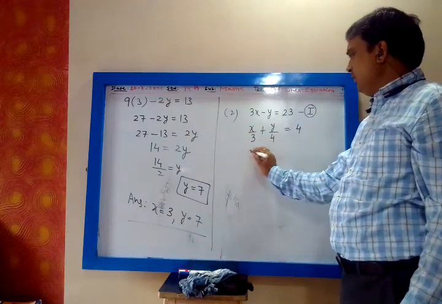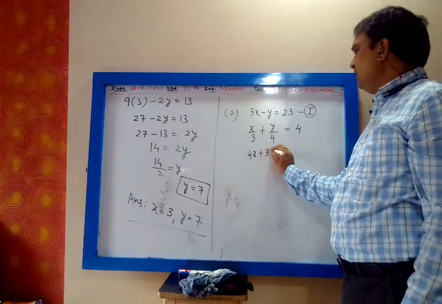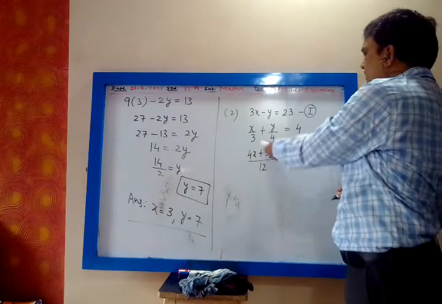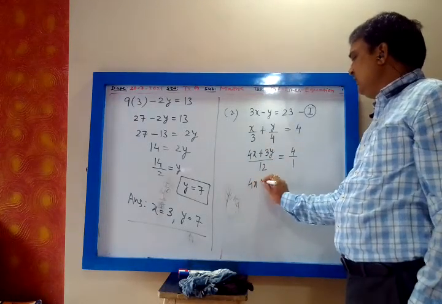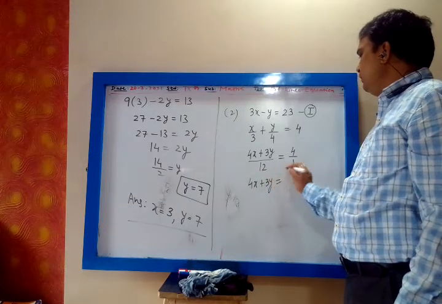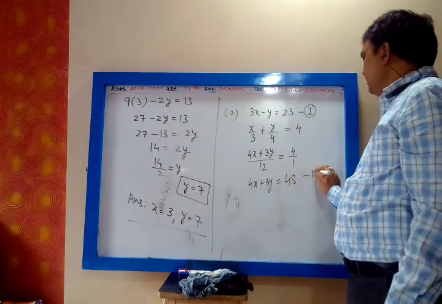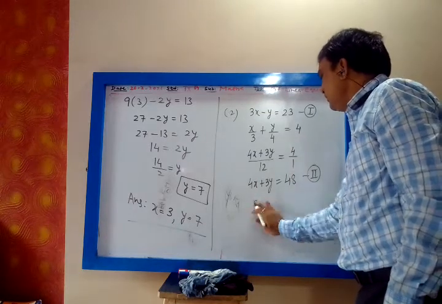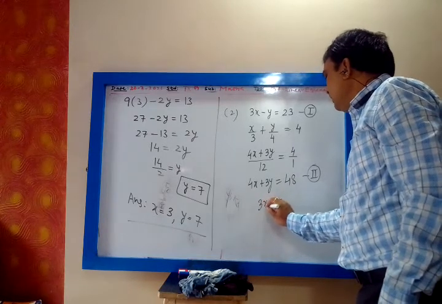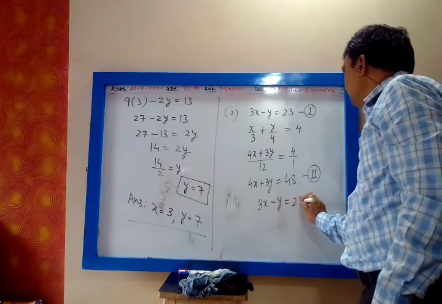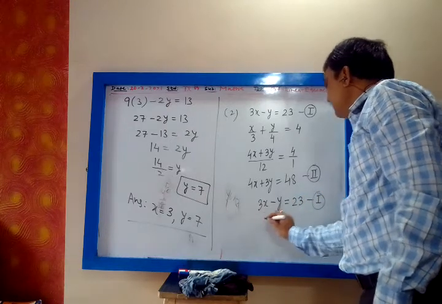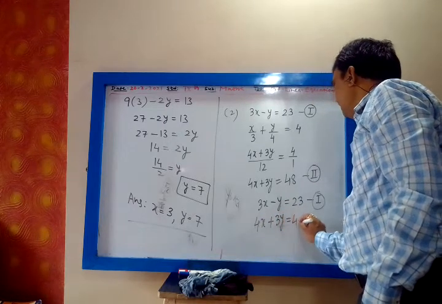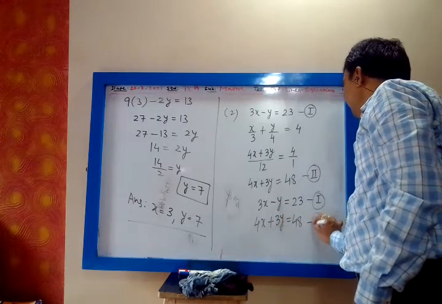So 4 into x, 4x plus 3y upon 12 is equal to 4. 4 I can write 4 upon 1. Now cross multiply. So 4x plus 3y is equal to 12 into 4, 48. This is my equation number 2. So let us write equation 1 and 2 together. So this is 3x minus y is equal to 23, equation number 1. Then 4x plus 3y is equal to 48, equation number 2. Let us make the coefficient of y equal.